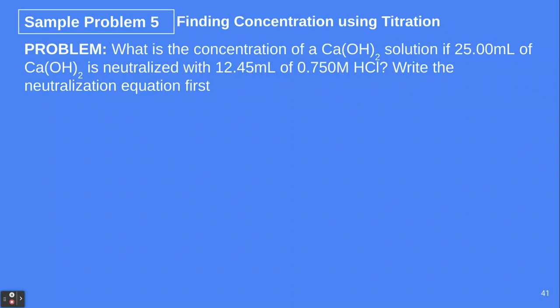This problem here is asking what is the concentration of calcium hydroxide solution if 25 milliliters of the calcium hydroxide was neutralized, meaning that it came to reaction with 12.45 milliliters of 0.750 molar hydrochloric acid. Write the neutralization reaction first, meaning react calcium hydroxide with hydrochloric acid. Remember that you're going to get a salt and you're going to get some water.